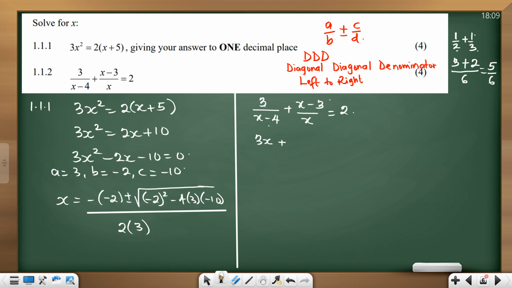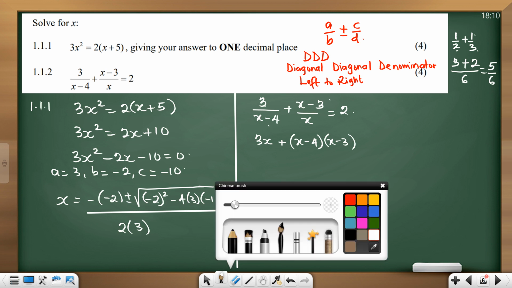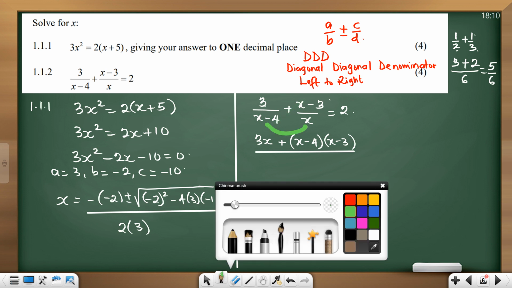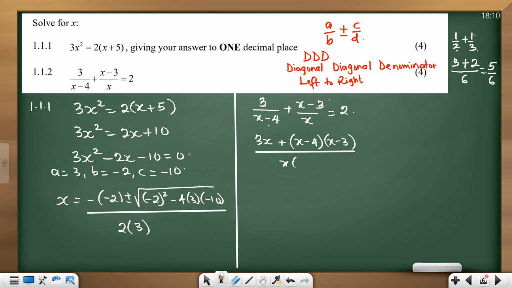Now, left times right will be (x - 4)(x - 3). That's the second diagonal. Again, let me repeat that. It is diagonal. That's the first movement. Diagonal. And now the denominator. I hope that makes sense. And that would have helped someone today. x(x - 4) equals 2.